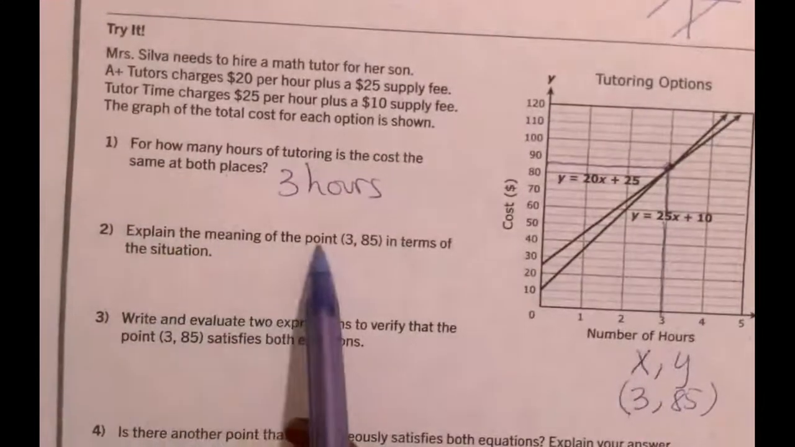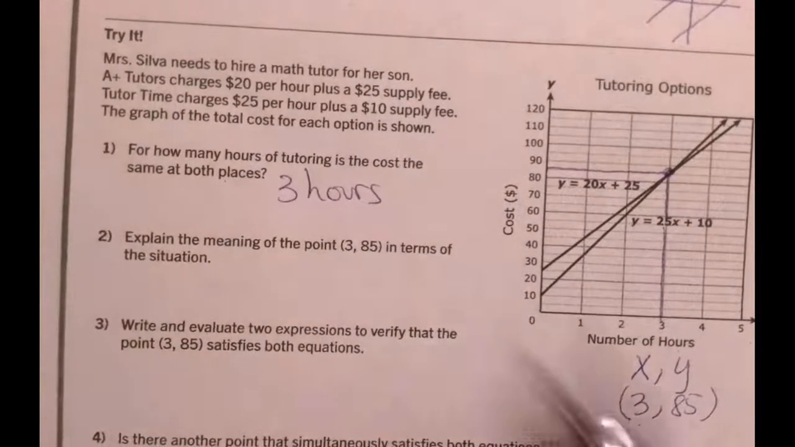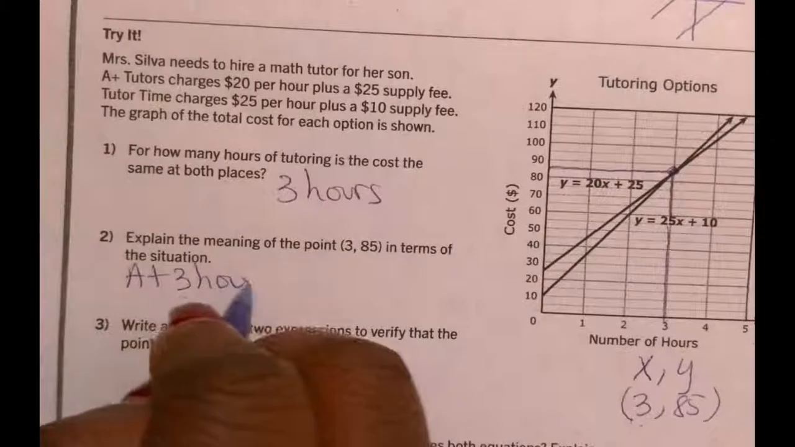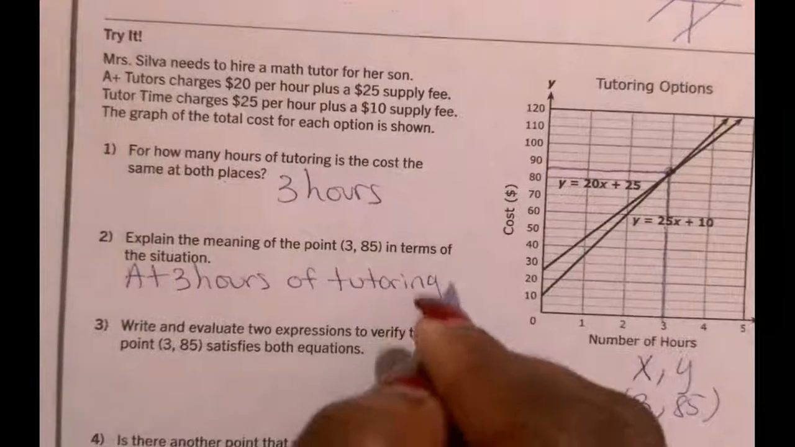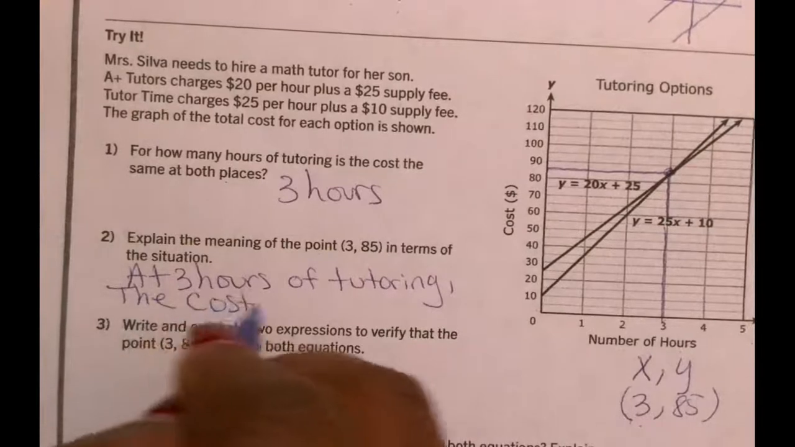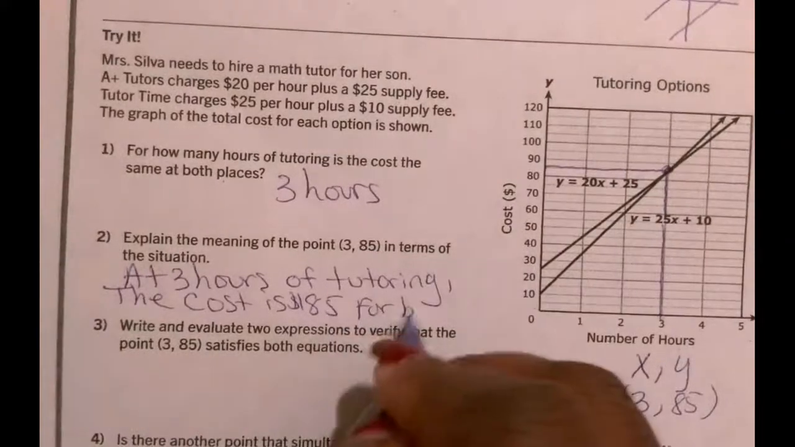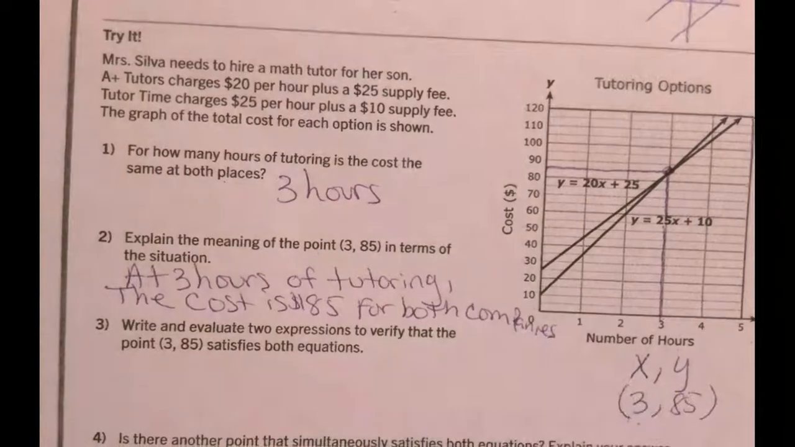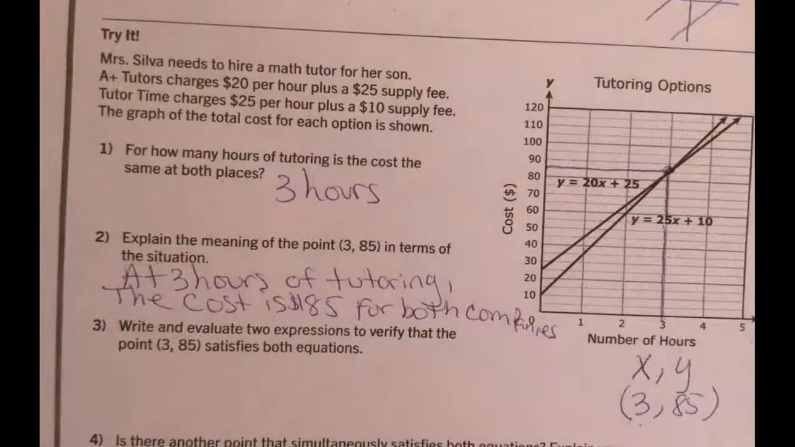Explain the meaning of the point (3, 85) in terms of the situation. Well, what this means is that at 3 hours of tutoring, the cost is $85 for both companies. So at 3 hours of tutoring, the cost is $85 for both companies.